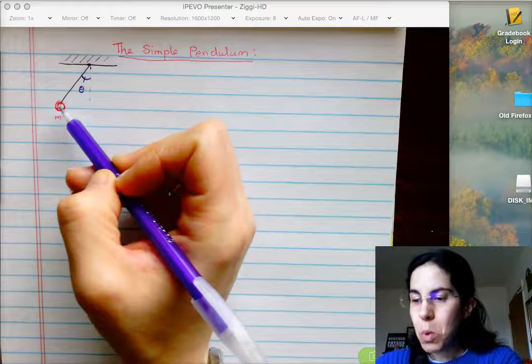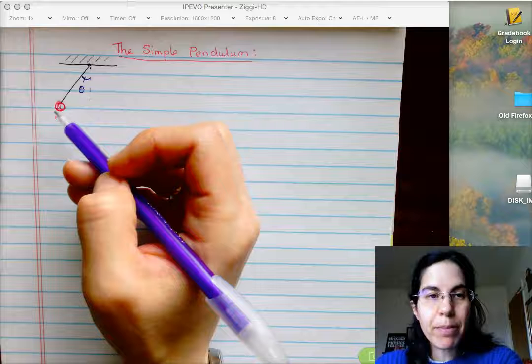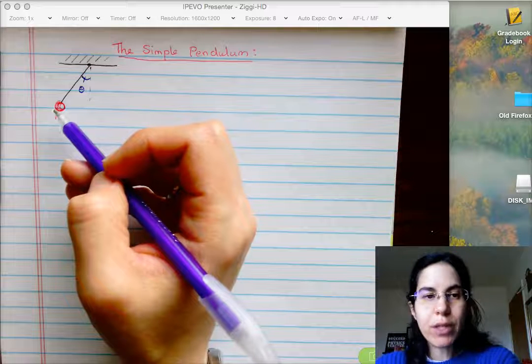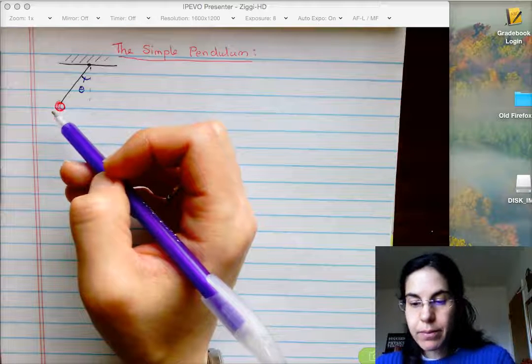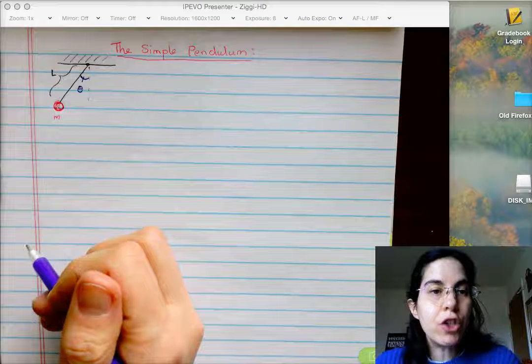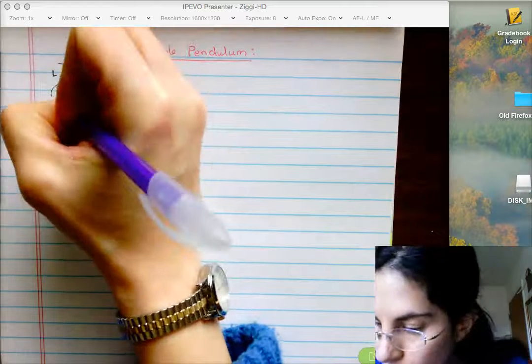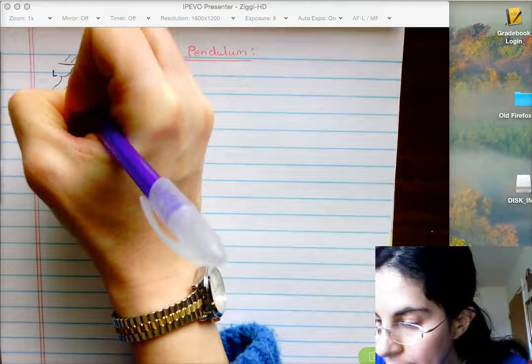So we have one mass a distance L away from the pivot point, such that it has a moment of inertia of mr squared. We want to set this problem up as a differential equation, and to do that we're going to need to take a look at the net force. There are two forces on the simple pendulum. One of them is tension.